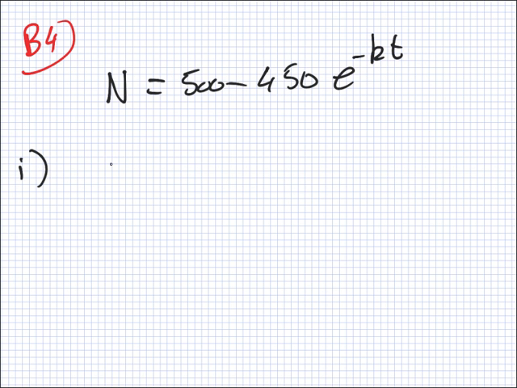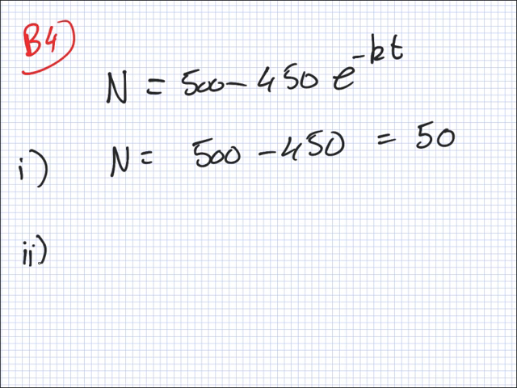So at the beginning of the survey, that's when t is 0. So it's 50. Because you put t is 0, that's 1. Be careful now. Right, 2. After 4 years, there were 253 birds. Find the value of k.